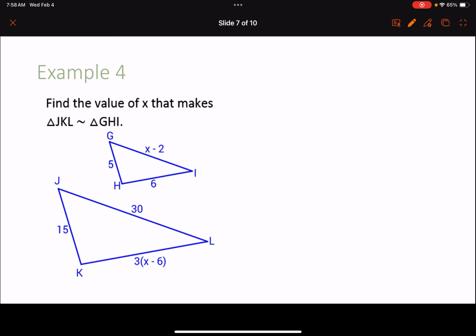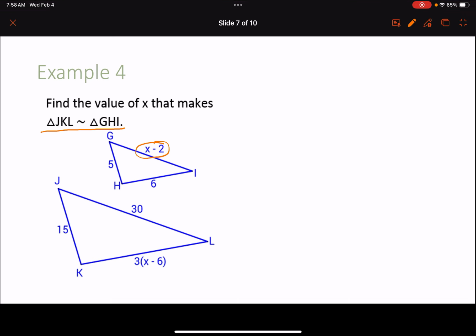All right, another example. These two triangles are now similar. We have a similarity statement, so this is like the converse. So we know the triangles are similar. We want to find the value of x that makes them similar. You can decide how you want to set this up, but if I have a choice, I'm going to use x minus 2 over 3 times the quantity x minus 6 because it's simpler.